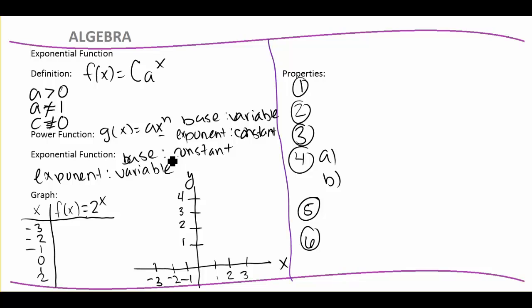Now let's see what a typical exponential function looks like. We're going to graph the function f of x equals 2 to the x. First I have a little chart. Let's fill in this chart. So we're going to plug in -3, so we have 2 to the -3, and that's going to give us 1/8. We have 2 to the -2, it's going to give us 1/4. 2 to the -1, it's going to give us 1/2. 2 to the 0, it's going to give us 1. 2 to the 1 is going to give us 2. And 2 to the 2 is going to give us 4.